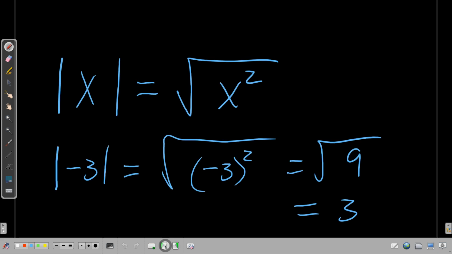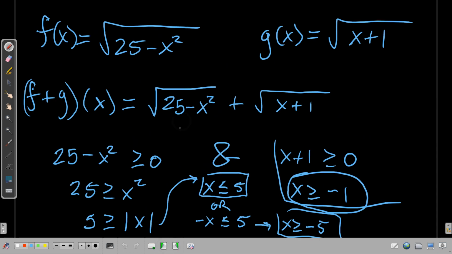And then they ask you for the difference of those two functions. It'd be the same thing, but with a minus symbol here. Same domain.